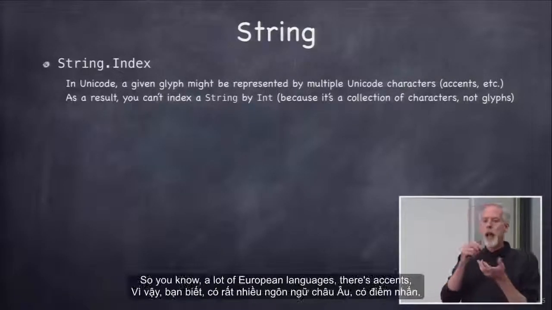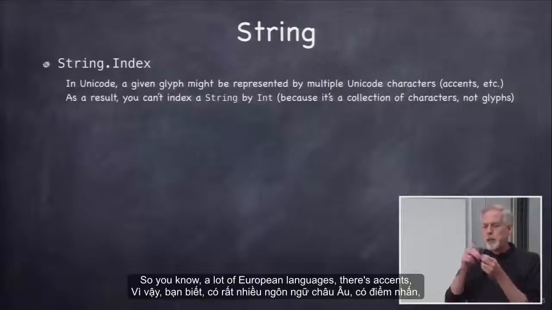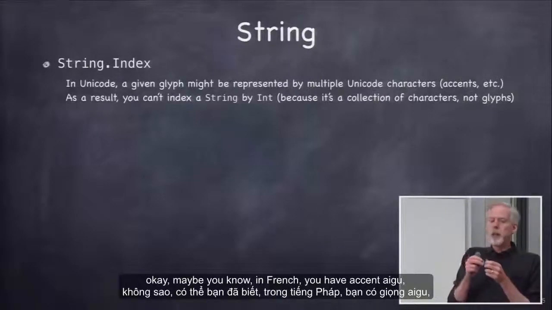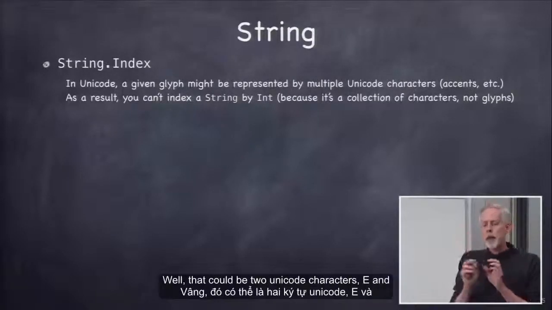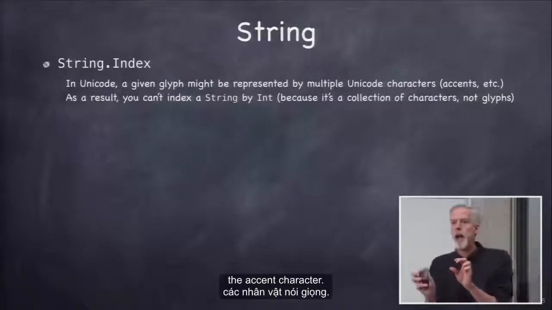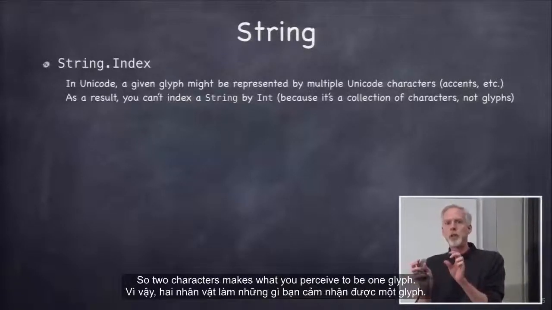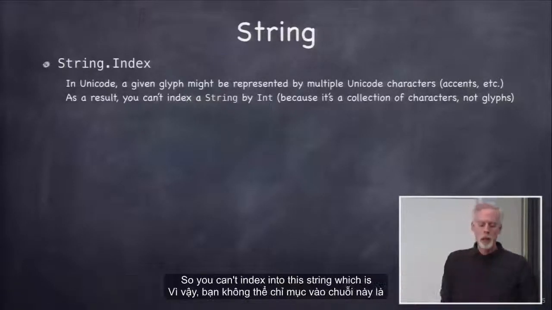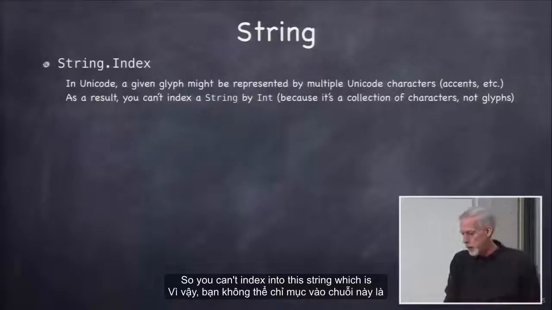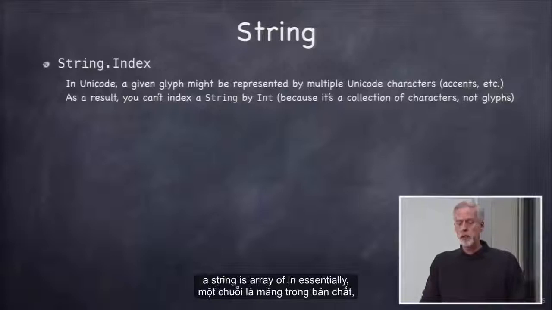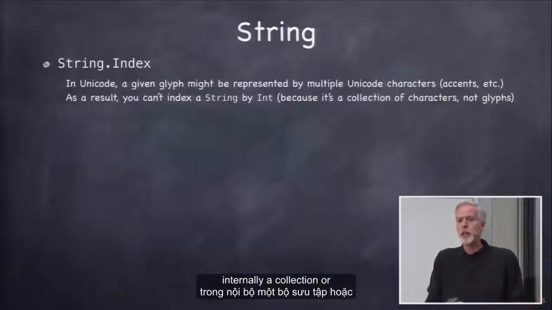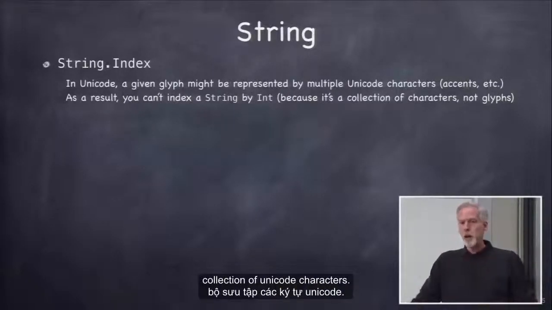For example, an accent. A lot of European languages have accents. In French you have accent aigu, which is the forward-going top slash. Well, that could be two Unicode characters, E and the accent character. So two characters make what you perceive to be one glyph. So you can't index into this string, which is an array of characters. That's what a string is: essentially, internally, an ordered collection of Unicode characters.